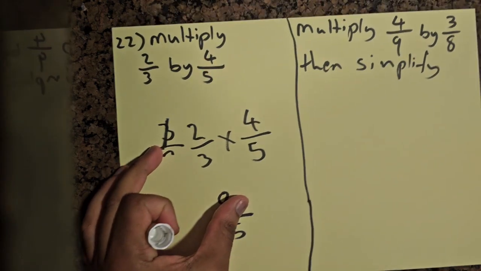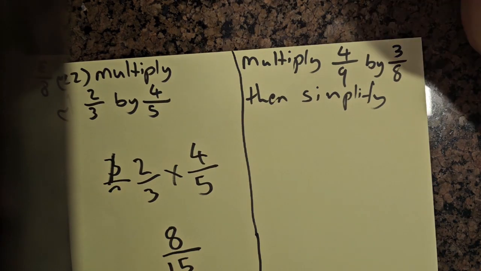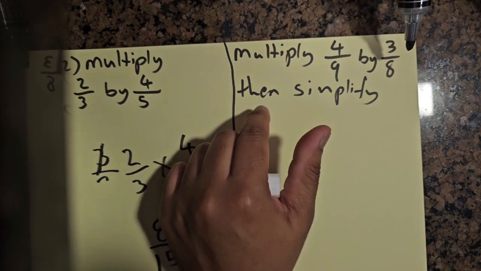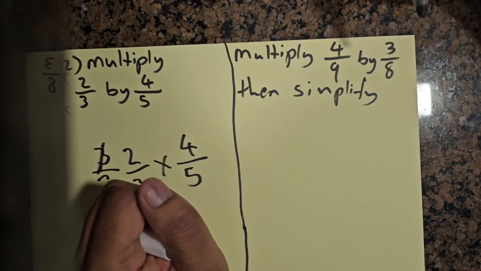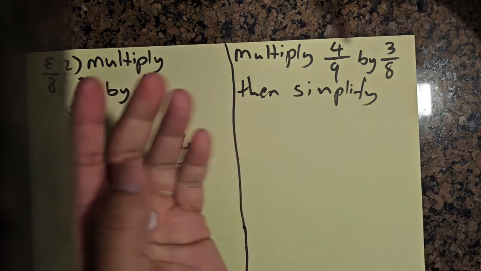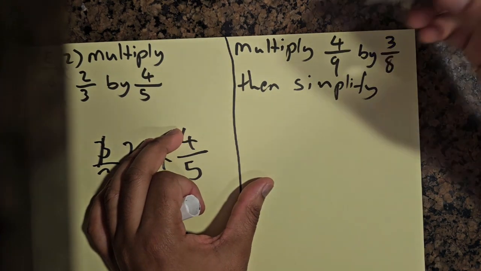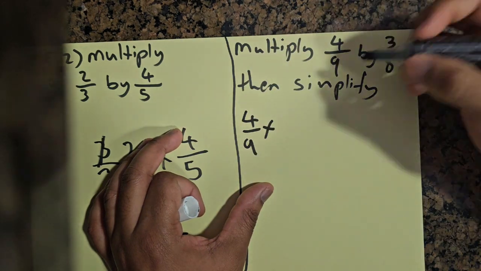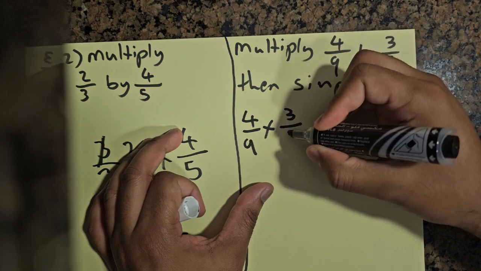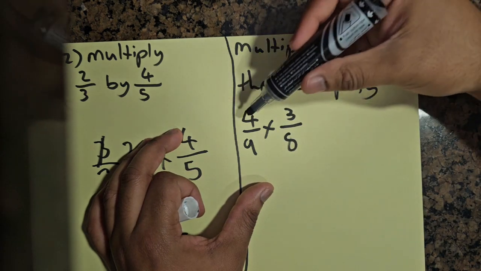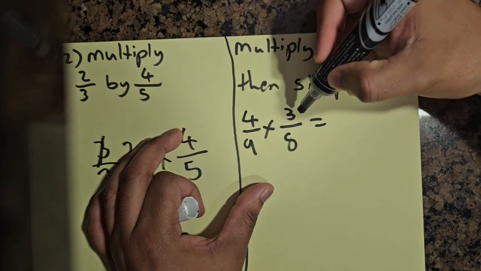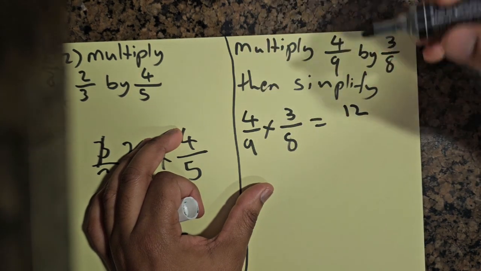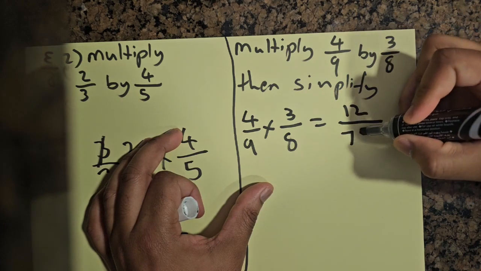Finish. Now, for question 23, there's one extra step, because they say multiply 4 over 9 by 3 over 8, then simplify, meaning we want the fraction to be in the simplest form at the end. So we're going to start by following the same process that we did here. So it's 4 over 9 multiplied by 3 over 8. So numerator times numerator. 4 times 3 gives me 12. And then 9 times 8 gives me 72.